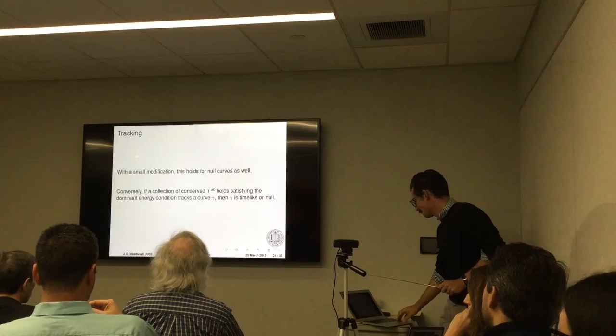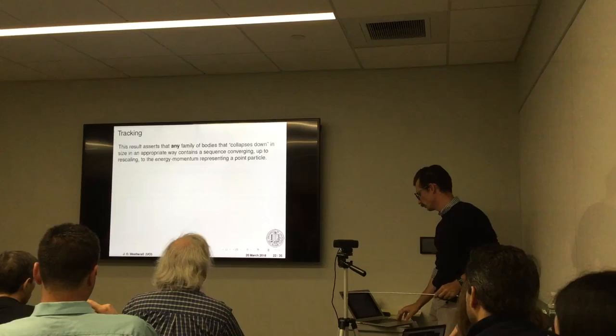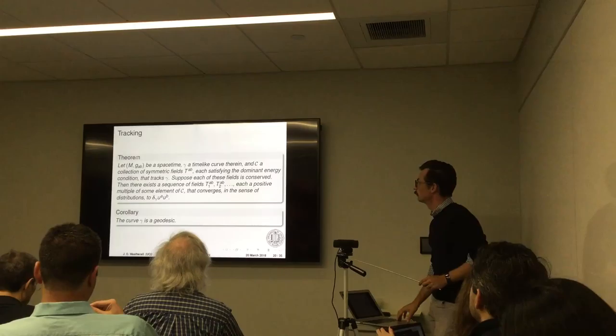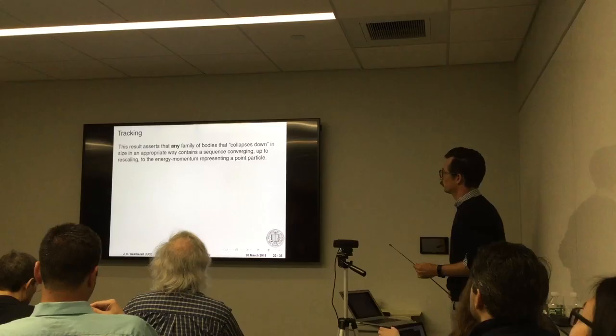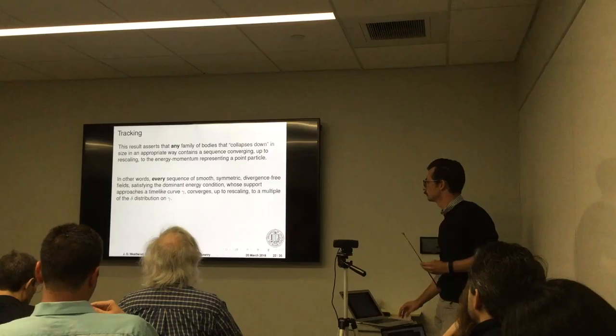Now, I just want to observe, if a collection of conserved fields satisfying the dominant energy condition tracks the curve, then the curve must be time-like or null. So we've also built in here that it's got to be a time-like or null curve, in the same way, incidentally, that we've built in that it ends up being order zero via the energy condition. And so the upshot is that any family of bodies that collapses down in size in an appropriate way must converge to the energy momentum representing a point particle as a distribution. I think I've made these points already.